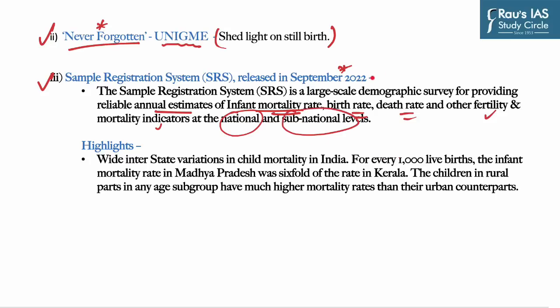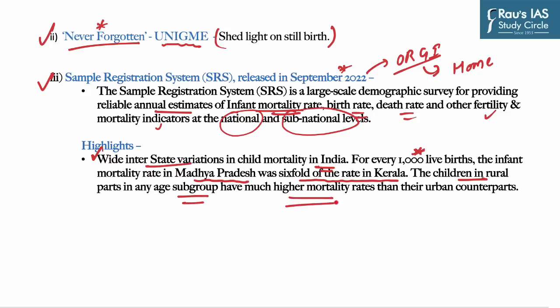It is published by the Office of the Registrar General and Census Commissioner of India, that is ORGI, under the Union Ministry of Home Affairs. It highlights that there is wider interstate variation in child mortality in India. For example, for every 1,000 live births, the infant mortality rate in Madhya Pradesh was 6-fold the rate in Kerala. Secondly, it says that children in rural parts in any age subgroup have much higher mortality rates than their urban counterparts.